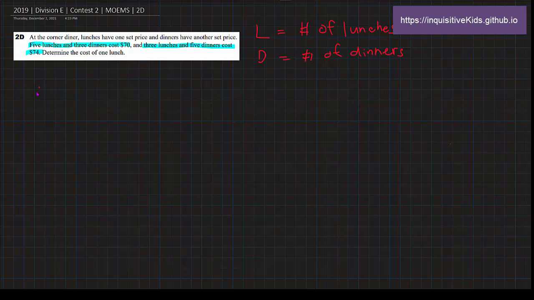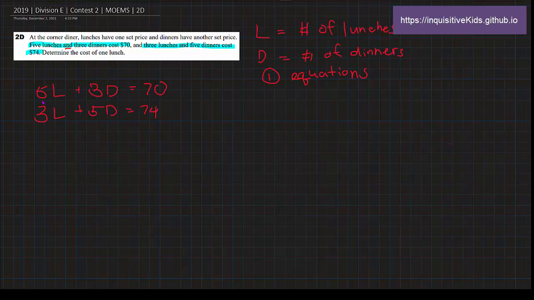So we know that 5 lunches plus 3 dinners, 3D, equals $70, and 3L plus 5D equals 74. And that was the first step there, to write the equations. Okay, then what are we going to do?